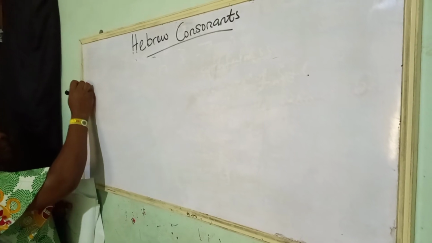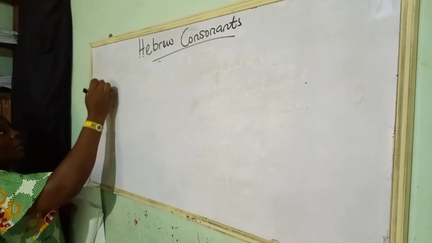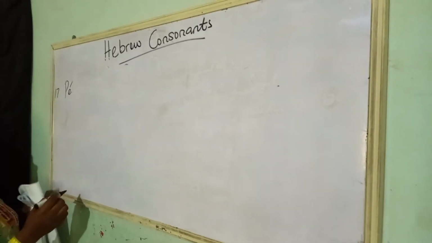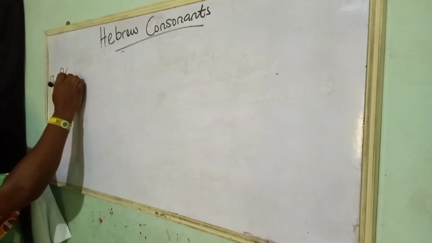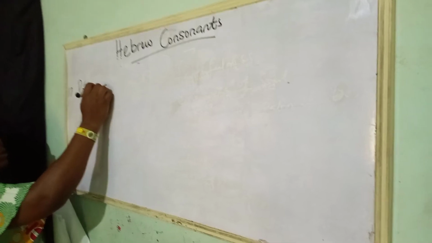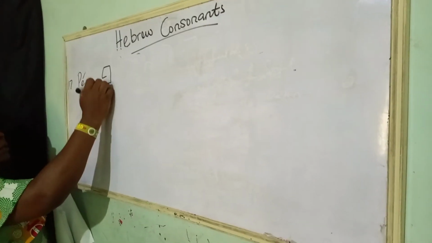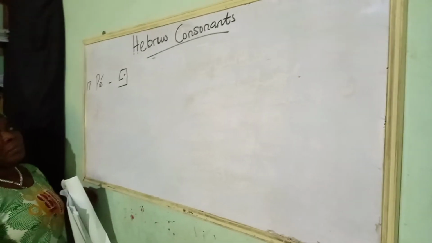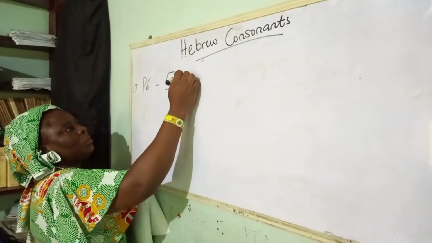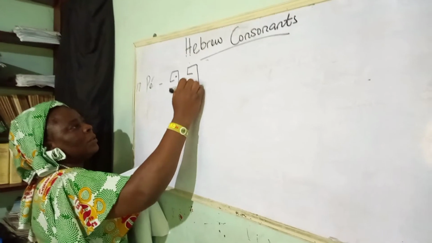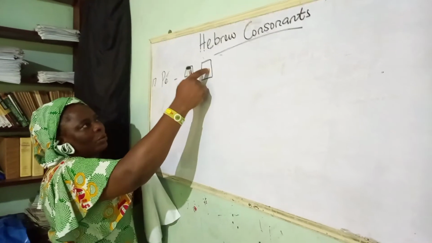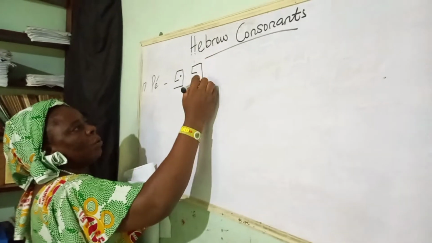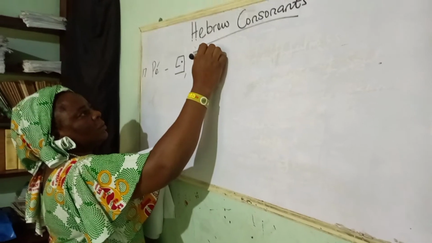The 17th consonant is called pe. And the Hebrew form, when it begins a word, is written this way with a dot. When it is found in the middle of a word, it's written this way without a dot. Or when it ends a word, it's written this way.